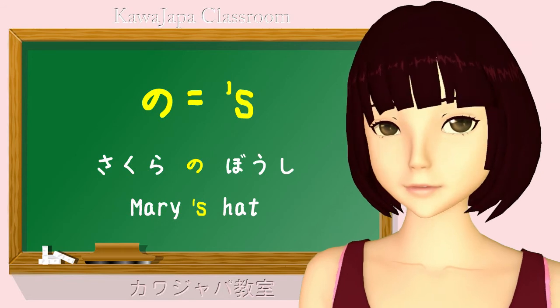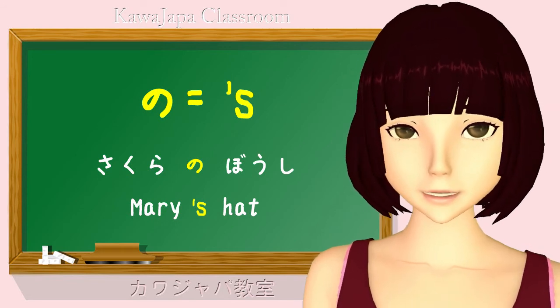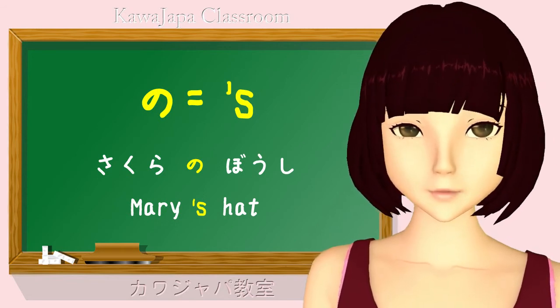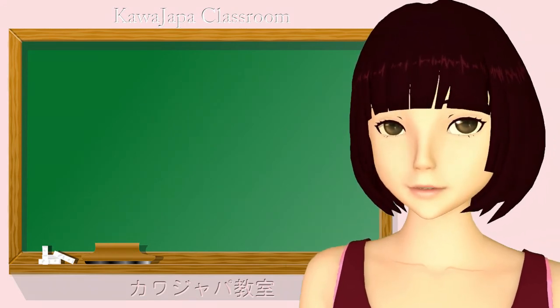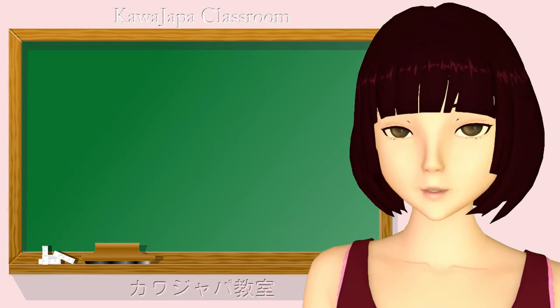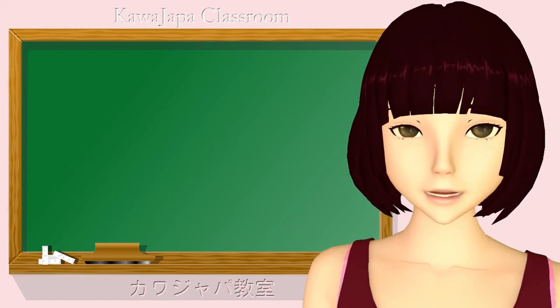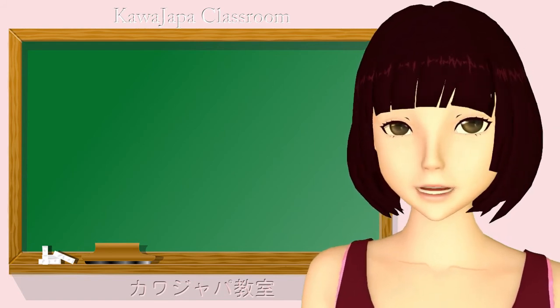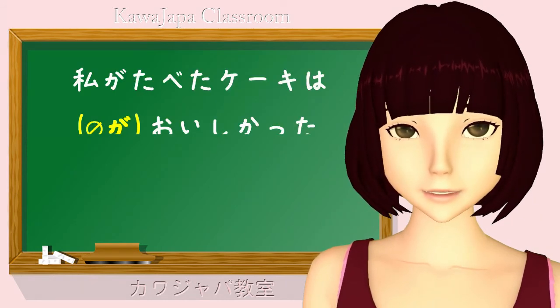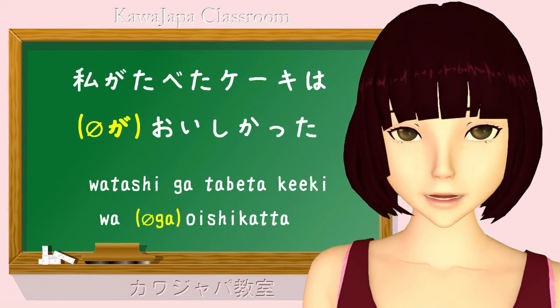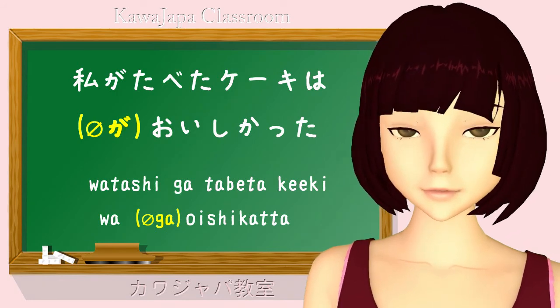And the no particle is doing this even when it's turning a noun into an adjective, but I'll explain that on another occasion. For this time, let's look at a sentence where no can replace ga. First of all, let's have it with the ga. Watashi ga tabeta keiki wa oishikatta. The cake I ate was delicious.